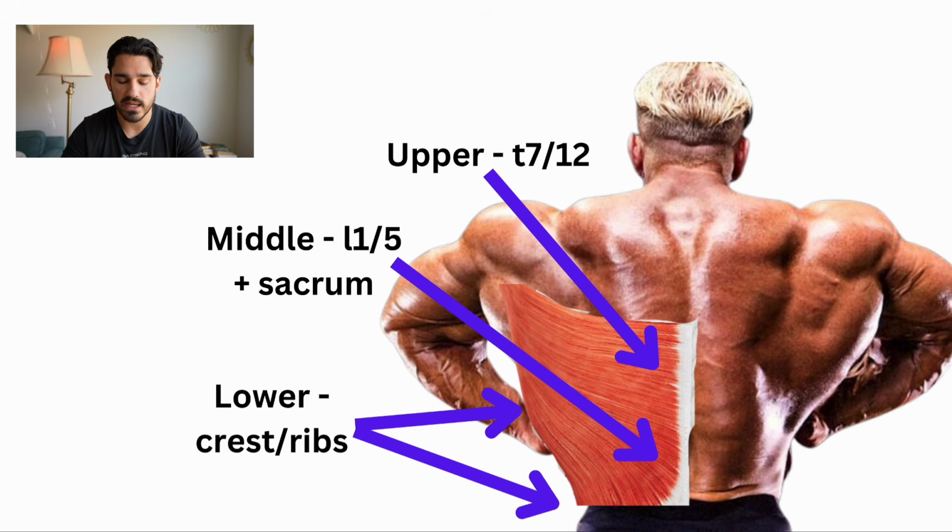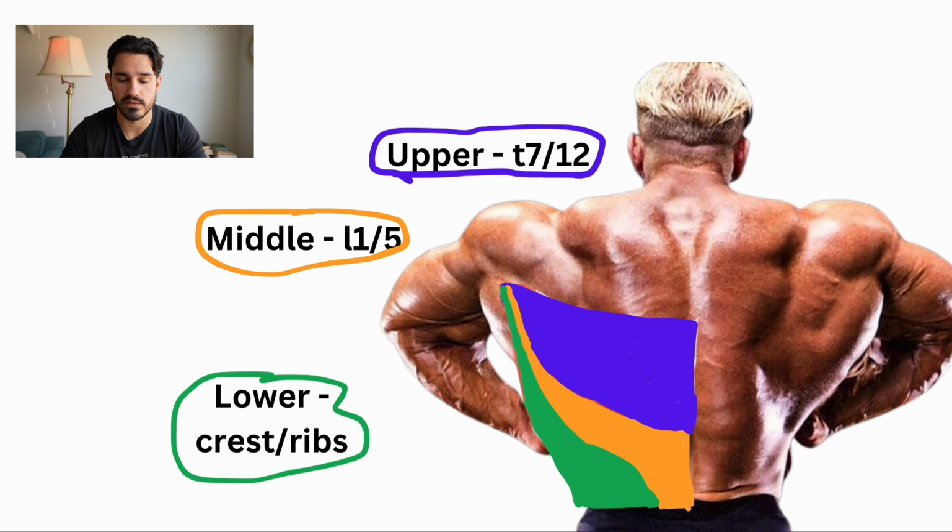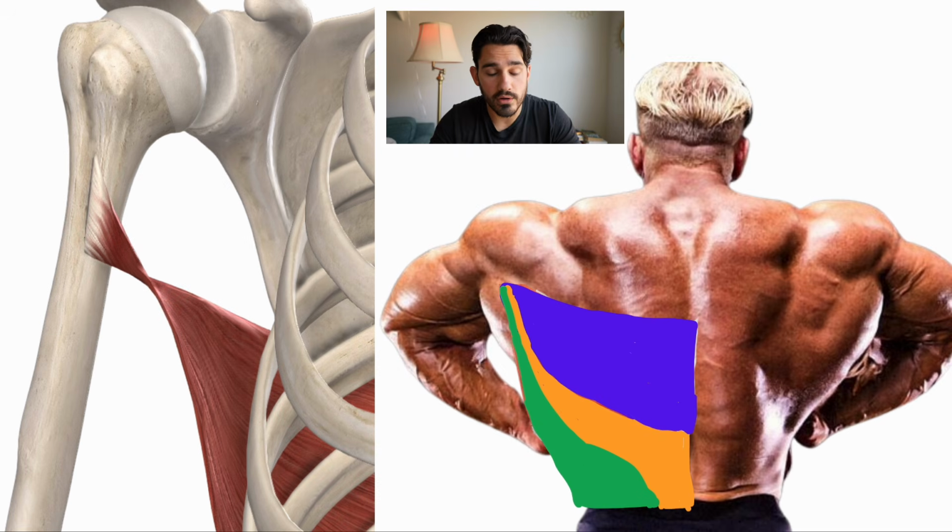If we make a better visual to subdivide these regions, you can think of the upper region as the blue region here, the middle region as the yellow or orange region, and then the lowermost region as that green region at the bottom. And again, all these guys wrap up and in toward the upper arm.